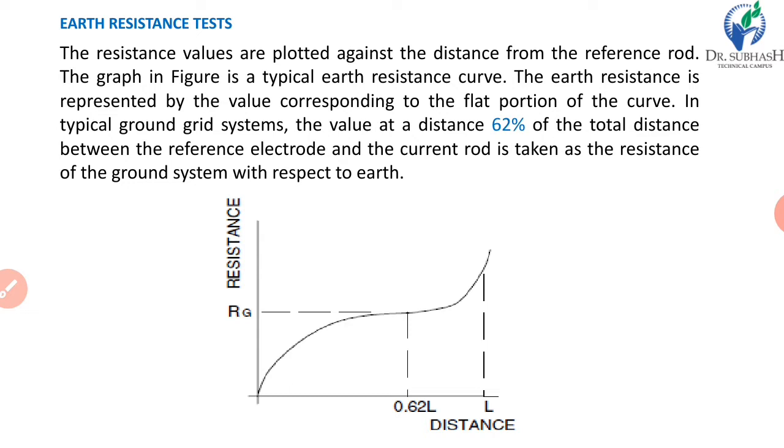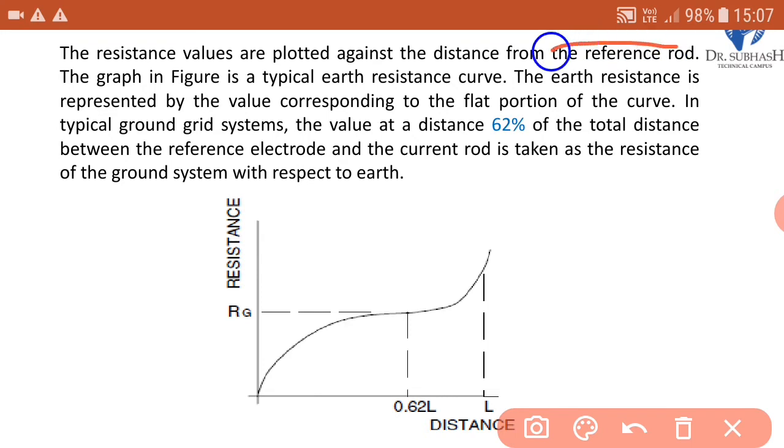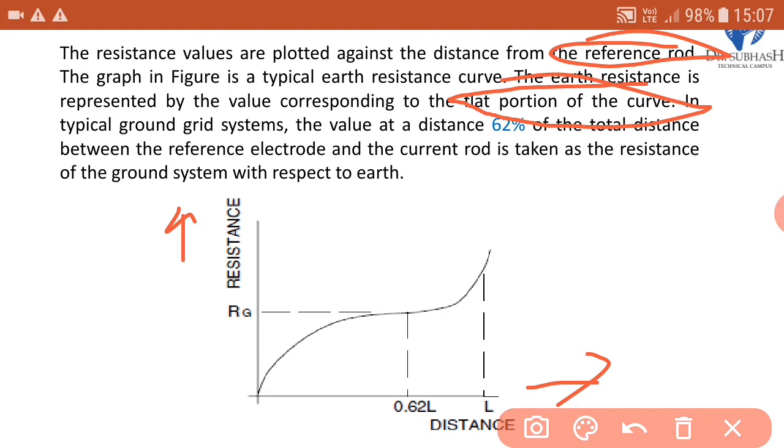The resistance values are plotted against the distance from the reference rod. It means L. Here we can see this. In the x-axis there is distance and in the y-axis there is resistance. The graph in the figure is a typical earth resistance curve. The earth resistance is represented by the values corresponding to the flat portion of the curve. Okay, flat portion. Here we can see the flat portion.